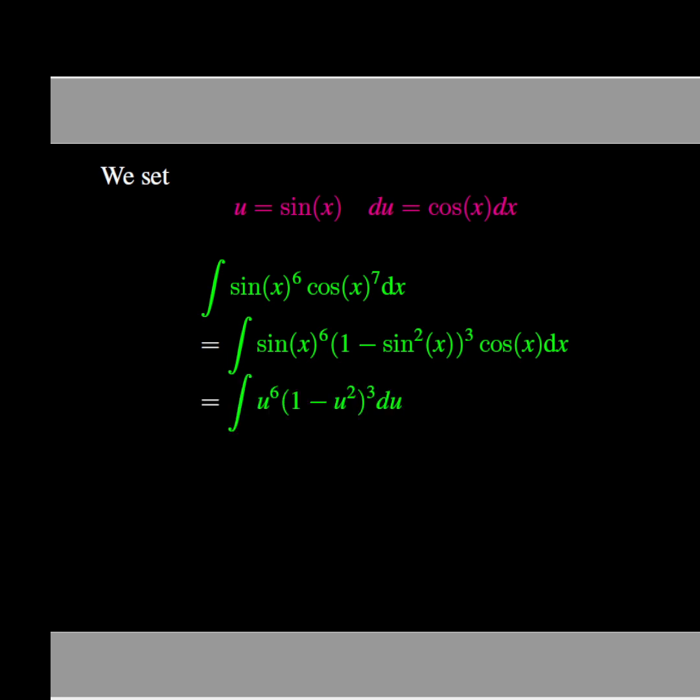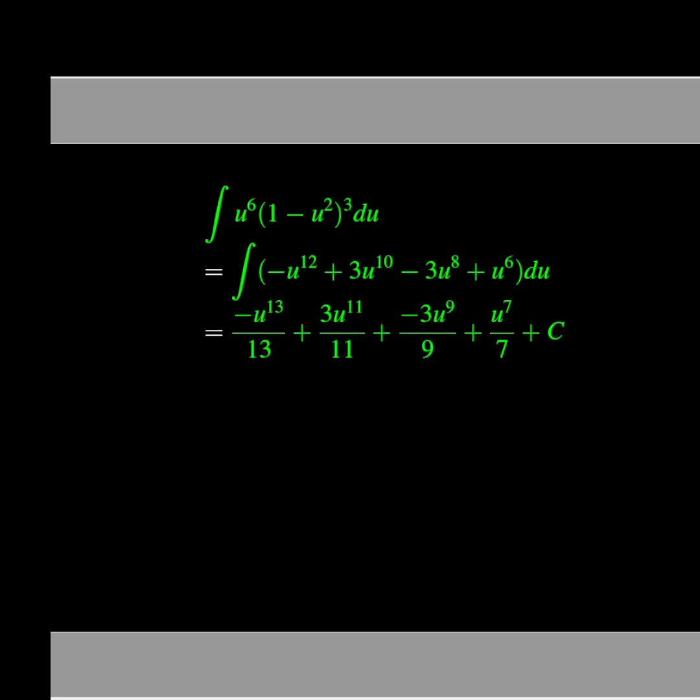When we substitute sine of x by u and cosine of x dx by du, we obtain that the original integral is now equal to the integral of u to the power 6 times the quantity 1 minus u squared to the power 3 du. When we expand the expression, we obtain the integral of minus u to the power 12 plus 3u to the power 10 minus 3u to the power 8 plus u to the power 6 du, which is equal to minus u to the power 13 over 13, plus 3u to the power 11 over 11, minus 3u to the power 9 over 9, plus u to the power 7 over 7 plus c.